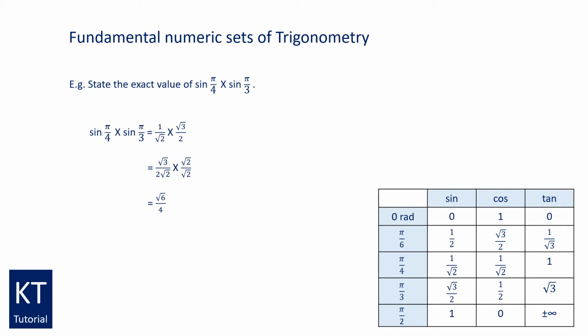With the table being completed, we could now, for example, state the exact value of the product of sine 45 and sine 60. With this knowledge, this equates to the product of 1 over root 2 and root 3 over 2, which simplifies to being root 6 over 4.